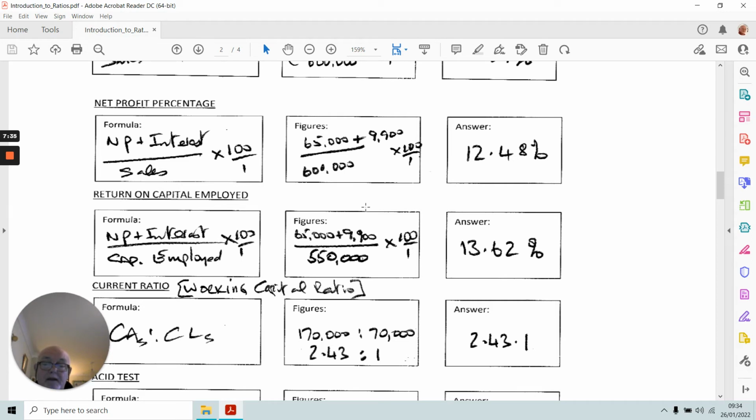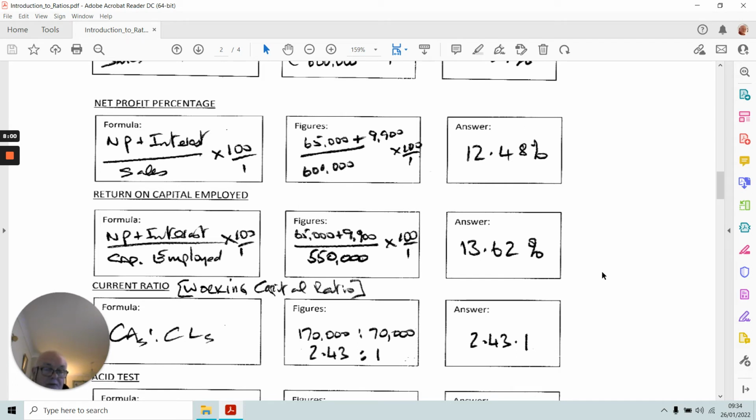So again, the return on capital employed is net profit plus interest over capital employed. Our net profit is 65,000, the interest is 9,900, so that's 74,900, expressed as a percentage of the long-term capital invested to earn that, which is 550,000 capital employed, giving us a 13.62% return on capital employed.